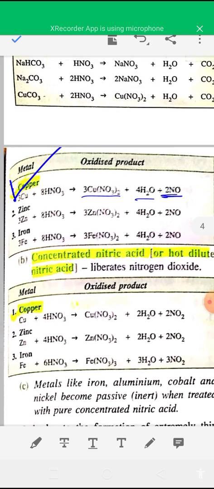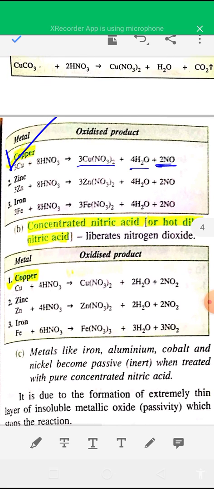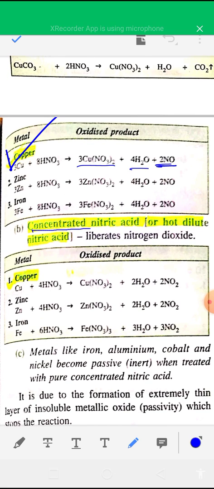But when nitric acid is hot and dilute or concentrated, nitric acid reacts with copper, zinc, iron, with these metals to give copper nitrate or zinc nitrate or iron nitrate and nitrogen dioxide, not nitric oxide.